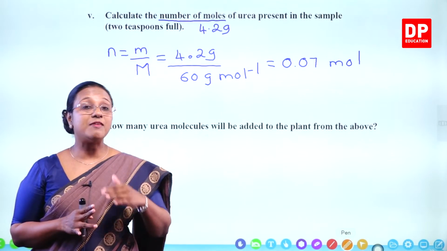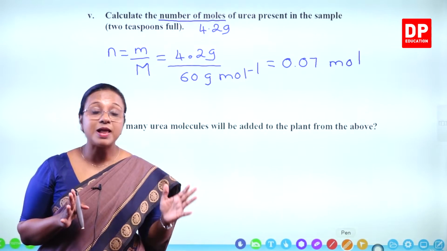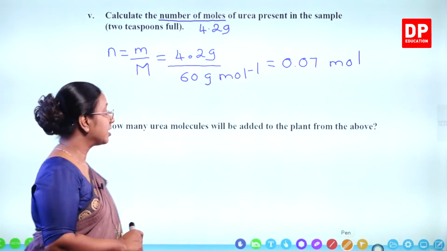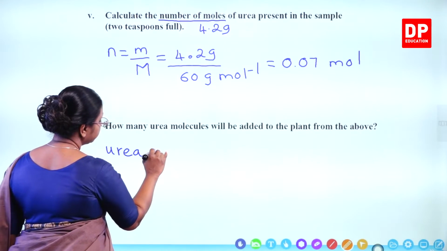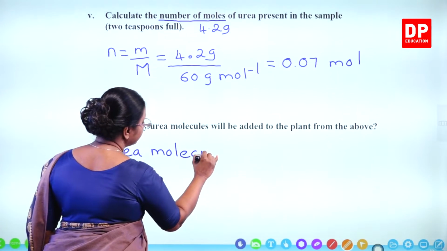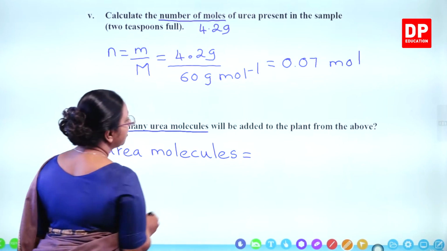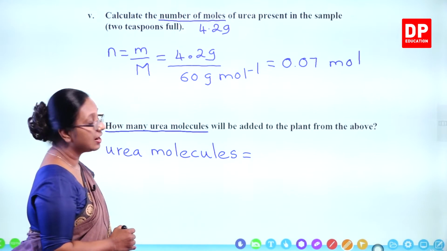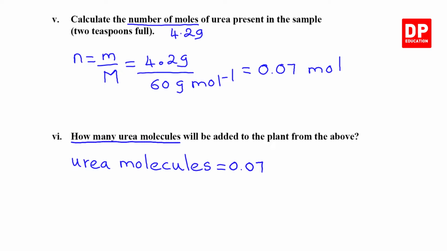6.022 into 10 to the power of 23. And what do you do there? You multiply the number of moles by Avogadro constant. So urea molecules. You don't need to write the full sentence again. How many urea molecules will be added to the plant from the above? So the number of moles 0.07 into Avogadro constant 6.022 into 10 to the power of 23.